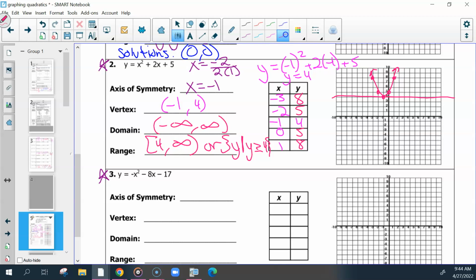So let's say the solutions again. What you said earlier. No solutions? Because it does not cross the x-axis at all. Yep.